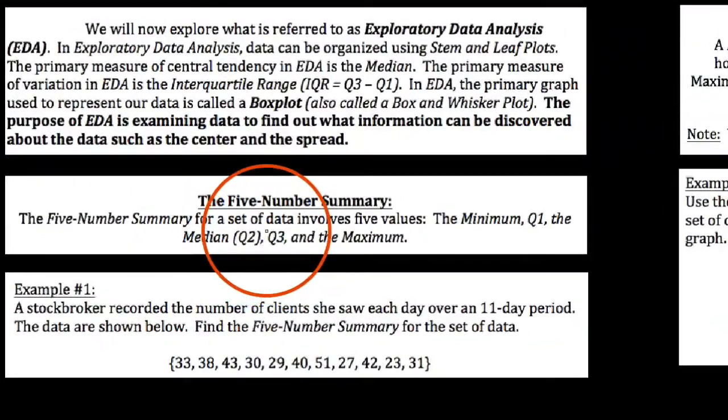This is my first video in a series that I'm making over what we call exploratory data analysis, and this is a little bit different than traditional data analysis. In traditional data analysis we often look at the center of the data and its spread, corresponding to a mean value for this data set as well as the standard deviation. In exploratory data analysis, however, we often organize data using things like stem and leaf plots, and usually our primary measure of central tendency in the EDA, which is exploratory data analysis, is the median.